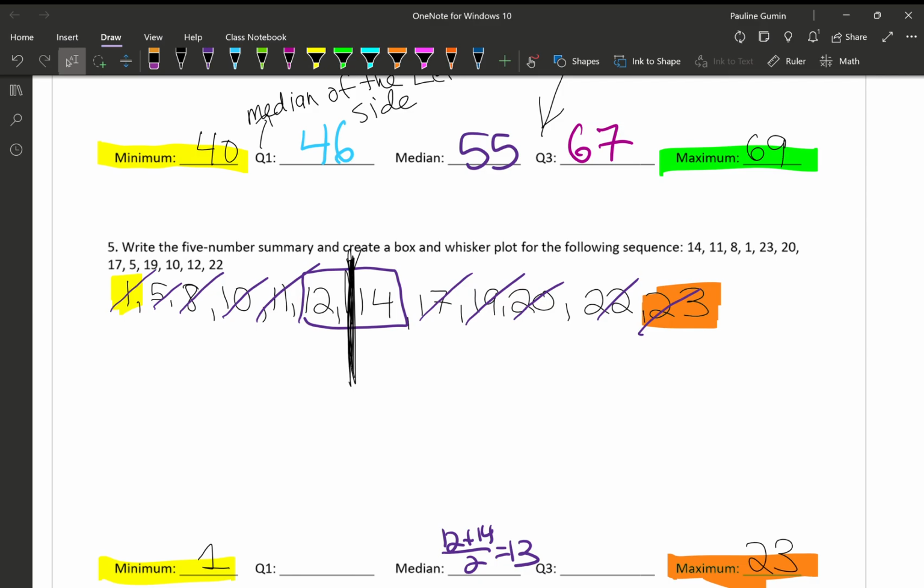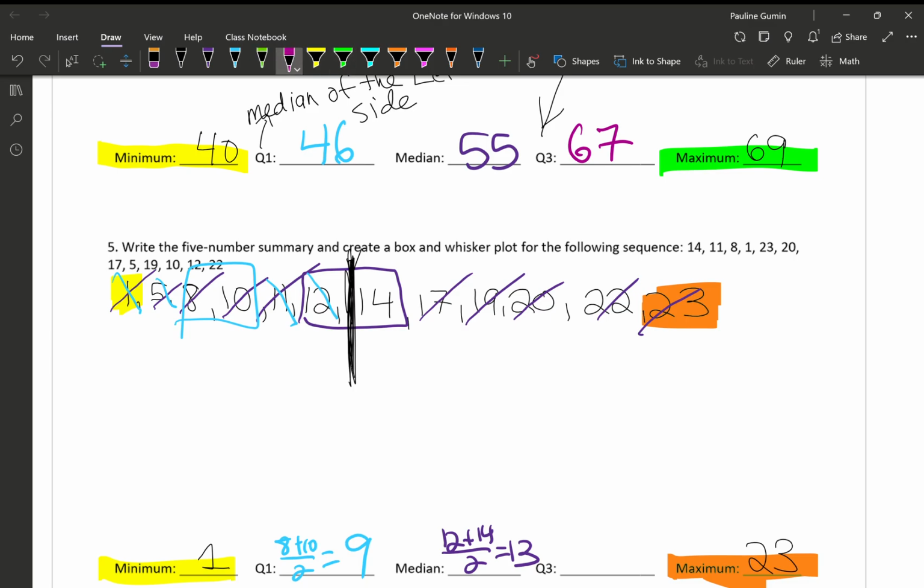Okay, onwards we go. Q1, I'm going to cross one number off of each side. Once again, I'm left with 2 in the middle. So I'm going to do 8 plus 10 divided by 2, which is 9. Again, you might know exactly what it is by looking at it. I think it's kind of obvious what's between 8 and 10, right? But it's not always going to be obvious. So that's why I'm showing you how to do it by hand.